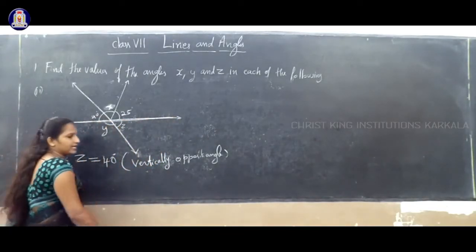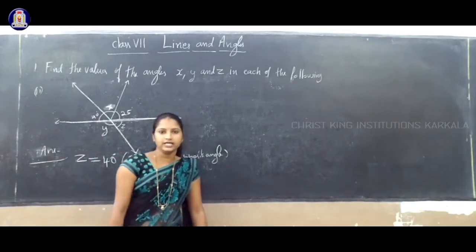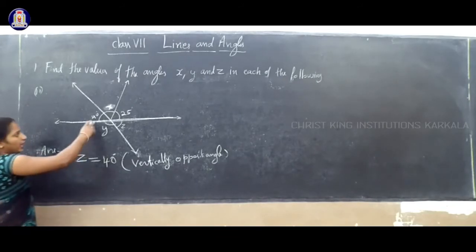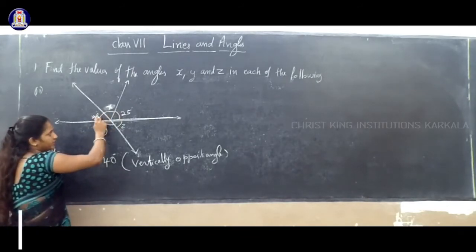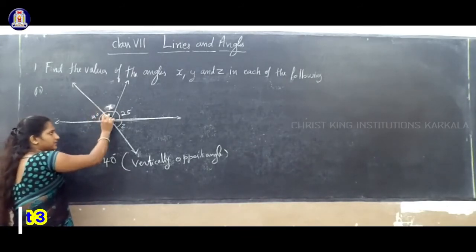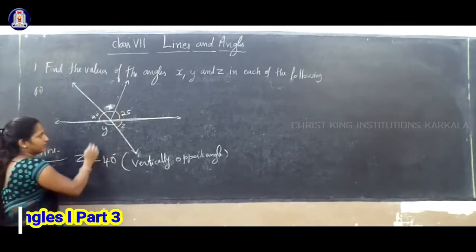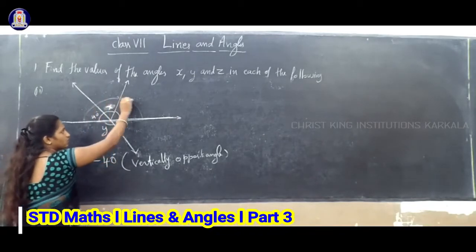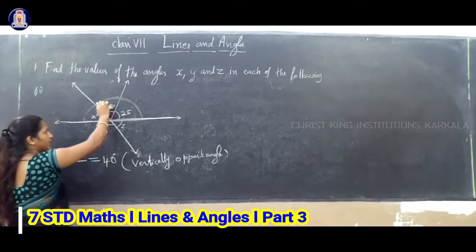So straight angle is always 180 degree. If you add these three angles, that means 40 degree plus x plus 25, this total is 180. Here, this is a straight line, so this total angle is 180 degree.